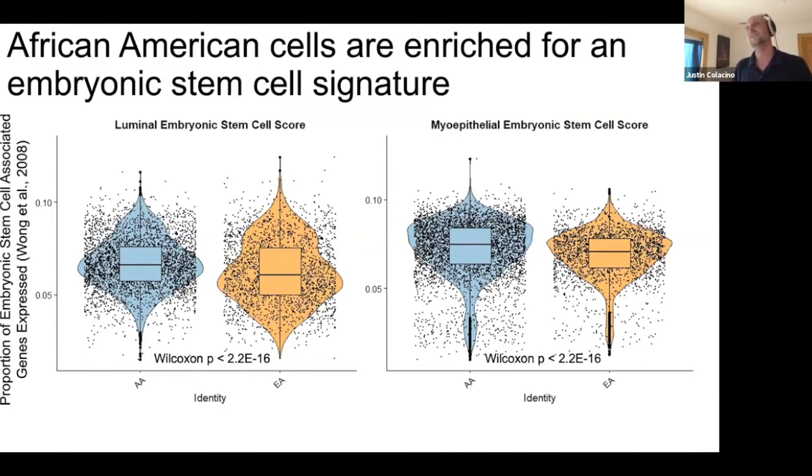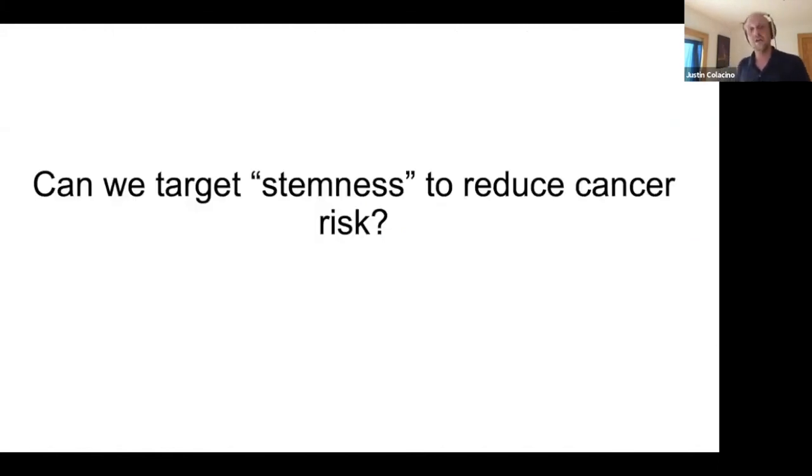If you remember back to how we showed that basal breast cancers tend to be more stem cell-like, there might be something going on here where there might be some underlying differences in stem cell biology that are predisposing women of particularly West African ancestry to a more aggressive type of breast cancer. And so this is what we're really trying to figure out.